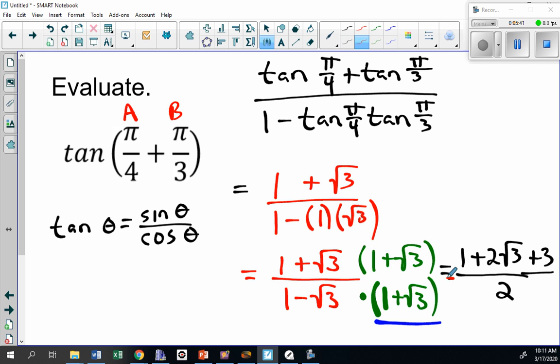So some keys here, make sure you're rationalizing. So we have that conjugate. That's from grade 11. And we have now evaluated. We're going to leave it an exact value. Yes, I can put it on a calculator, but then all of this was kind of for waste.